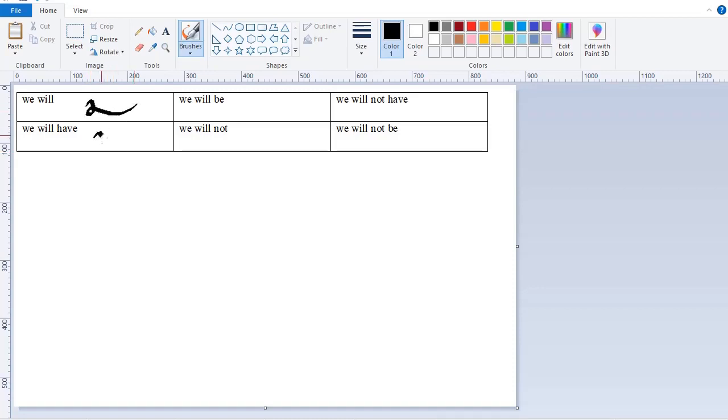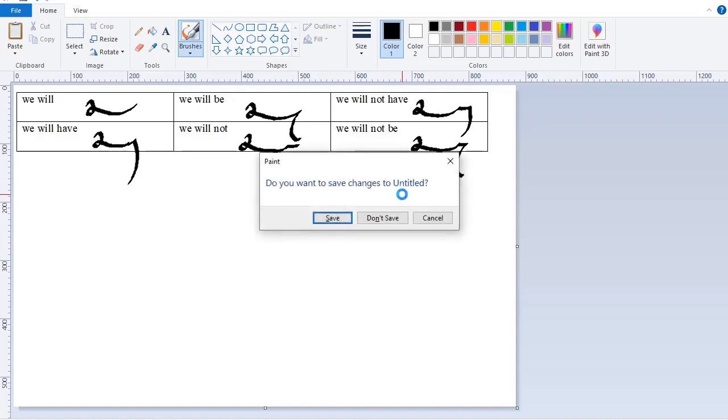Next, we will have. We will and then have. We will be. We will not. We have "we" and then "will" and then "not". We will not have. We have "we" and then "will" and then "not" and then "have". Next, we will not be. We have we will not be. Okay, so it's getting easier, right? I guess these phrases are starting to sink in to your brains. Okay? Next, what do we have next?